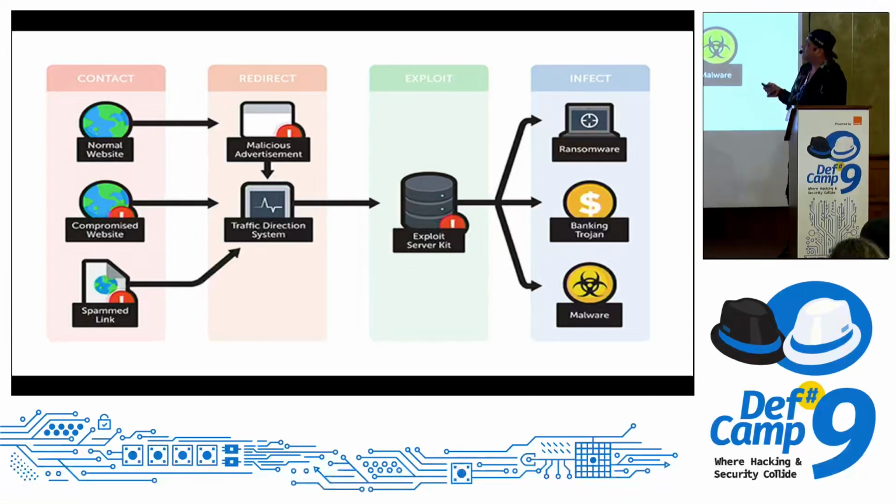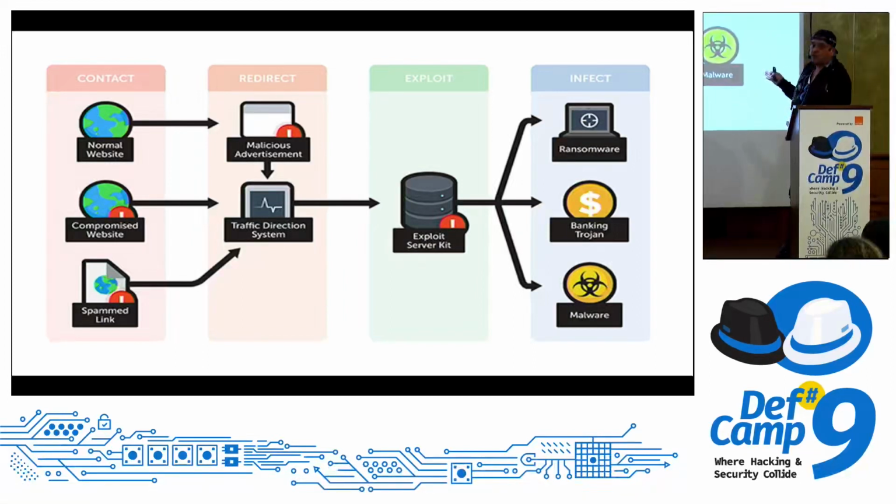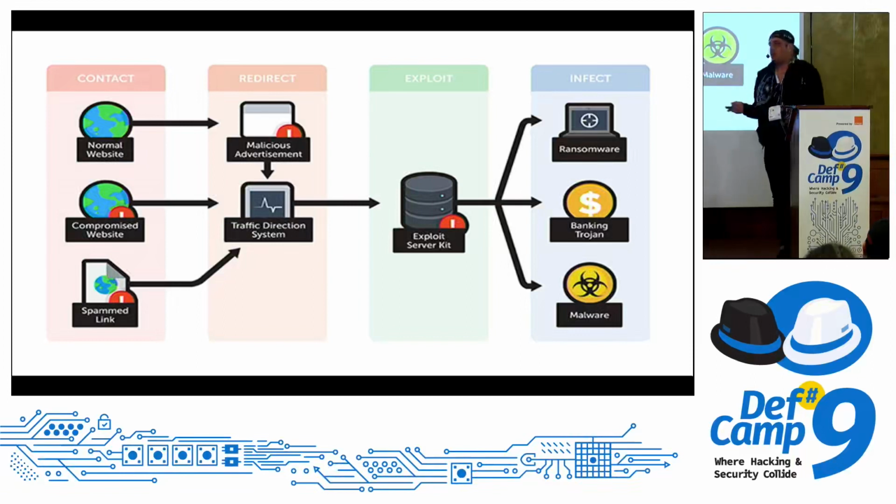The user is redirected to a traffic redirection system, which then attacks him with the exploit kit server, and then it can install ransomware, banking trojans, or some other types of malware. This type of technique is currently the predilect technique used by APT groups, be it espionage groups or banking attacking groups.